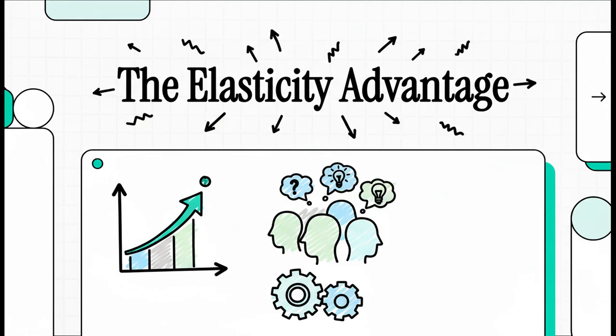Today, we're going to talk about a word you probably haven't thought much about since Econ 101, but we're not treating it like a textbook term. We're treating it for what it really is, a powerful strategic weapon. That word is elasticity, and we're going to focus on the elasticity advantage, how you can use it to really understand your customers, shape your market, and frankly, run circles around your competition.